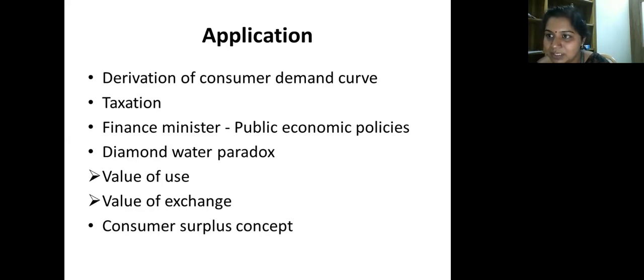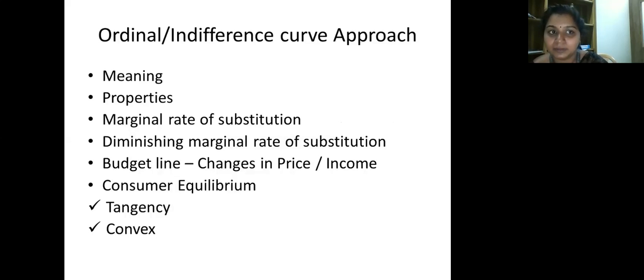Then the consumer surplus concept, everyone would have studied that. In what way is the law of diminishing marginal utility helpful in explaining consumer surplus? Consumer surplus is nothing but the difference between the willingness to pay price and the actual price. So when will the willingness to pay price be high? When the utility level is high, the satisfaction level is high, the willingness to pay price will be high. If the utility level is less, then the willingness to pay price will be less. So to explain this concept also, the law of diminishing marginal utility will be very helpful. So these are the areas where you can apply the utility concept.